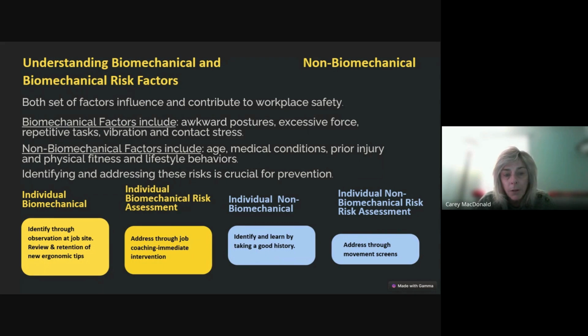Now, when you talk about the non-biomechanical risks, those are usually learned from discussing or talking with an employee, when you're taking a history or doing a physical assessment. That's when you're really getting to know the individual and where they've been and how they've gotten to this point. And a way to have a risk assessment for that would be using these movement screens, okay? So we can go to the next slide, Lexi.